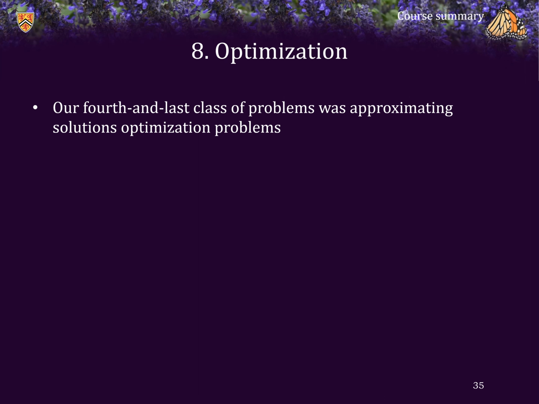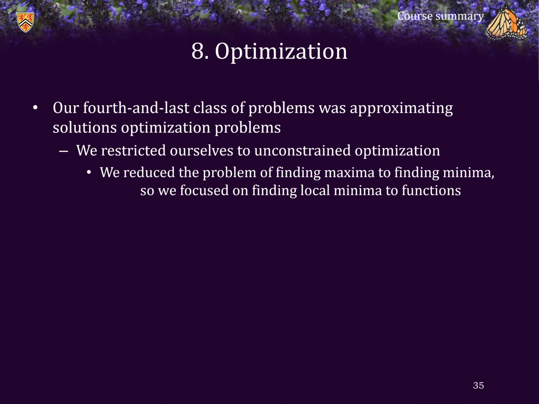Our fourth and last class of problems was approximating solutions to optimization problems. Now, we restricted ourselves to unconstrained optimization, that is, finding extrema that are local. You are welcome, of course, to look at various courses that look at constrained optimization, which uses algorithms such as simplex to solve them, often in linear time. Now, we reduced the problem of finding maxima to finding minima. So in all of our topics, we focus on finding local minima to functions.